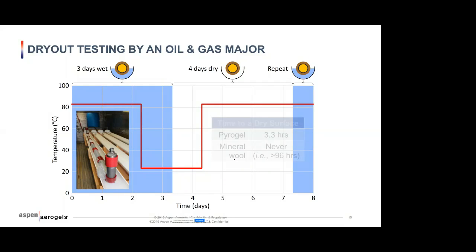And what they found was that mineral wool never dried out. Even during that 4-day dry period, it never actually dried. And Pyrogel dried out within 3 hours or so. So straight after that 3-day water event, it was dry, which meant that it was not corroding your pipe. 1% of moisture in your insulation equates to a 25% loss in thermal conductivity. So that energy now is not being used to dry out the insulation. It's being used to do what it's supposed to be doing, which is energy saving.